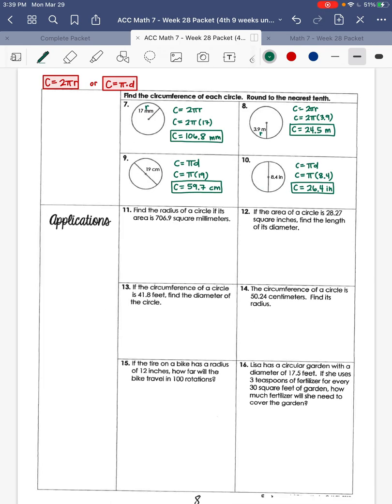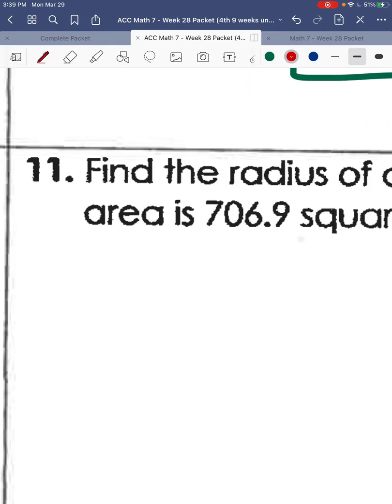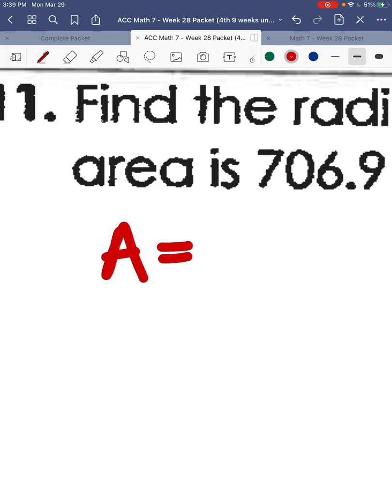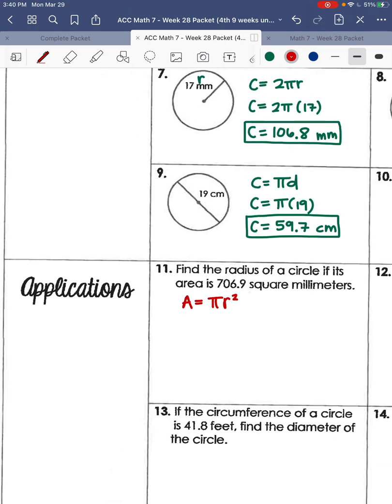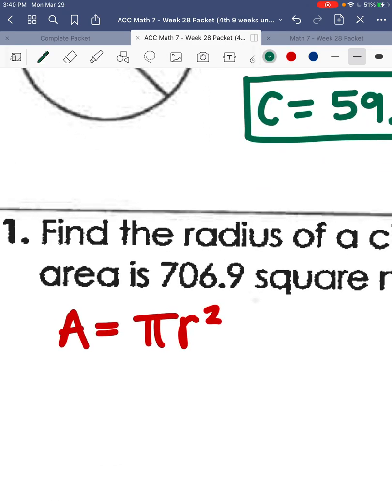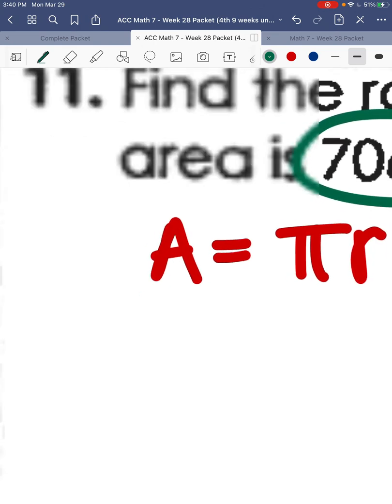Okay, so now let's talk applications, word problems. Find the radius of a circle if its area is 706.9 square millimeters. First of all, we need to remember the area of a circle. So area is pi times the radius squared. Pi r squared. That is the area of a circle. And we're told what the area is. It's 706.9. So I'm going to plug that in for A.